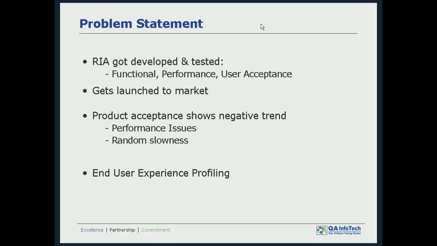So the rich internet application product release cycle involves development of the product, testing, and releasing it to the market. Generally, the testing involves functional, performance, and user acceptance. But many times it is observed that within a couple of weeks of client onboarding, there are reports of random application slowness and it not being responsive as per the SLAs. Increased client disapproval leads to the product acceptance showing negative trend. So what happened when the application was properly tested? Where did things go wrong?